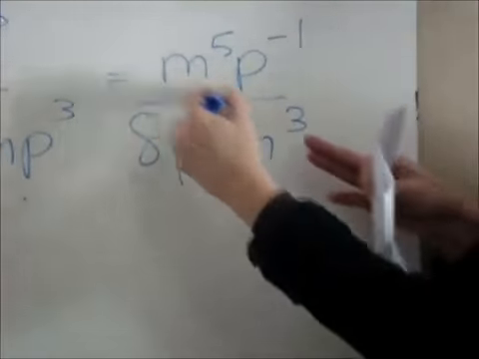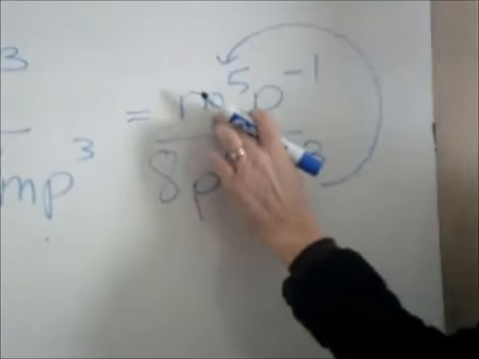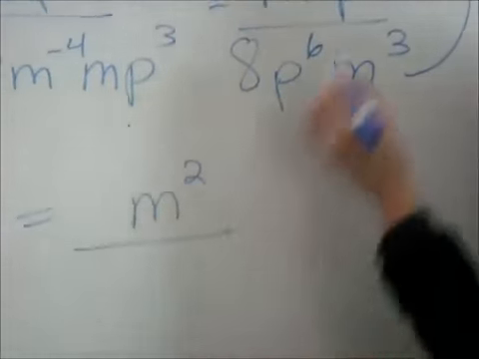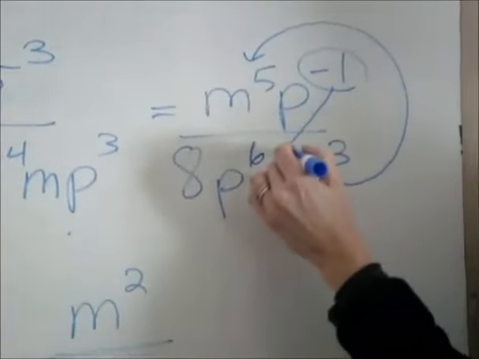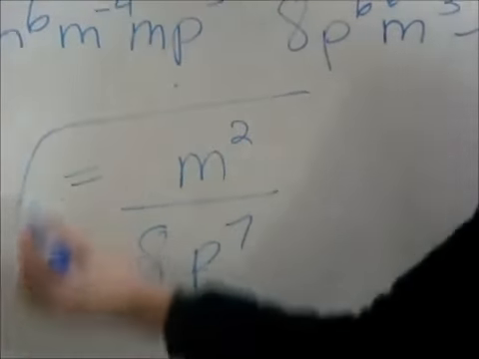Now we have to combine our m's together. We're going to bring this one up to the top because there's more on the top. We don't want a negative exponent. So we get m squared. And this p is negative, so we need to bring it down to the bottom. So we get 8p to the 7th. And that's your final answer.